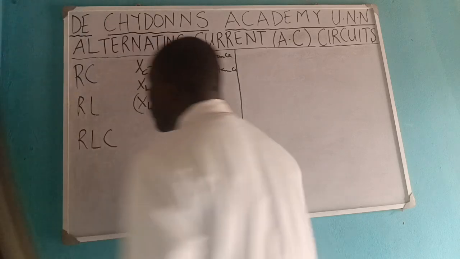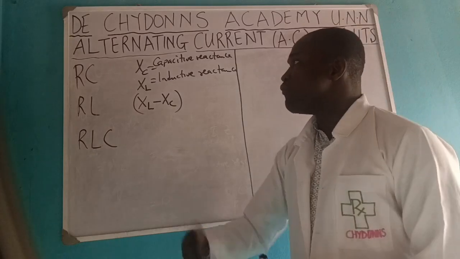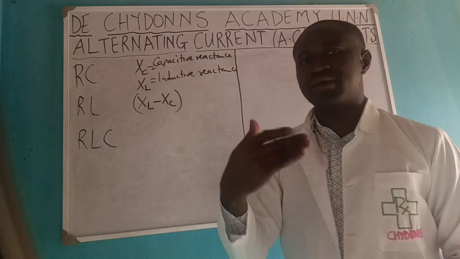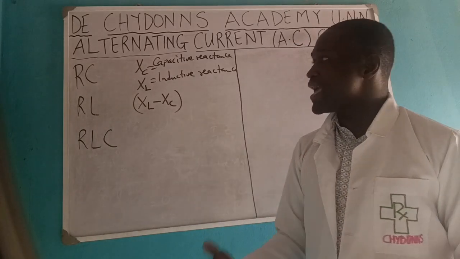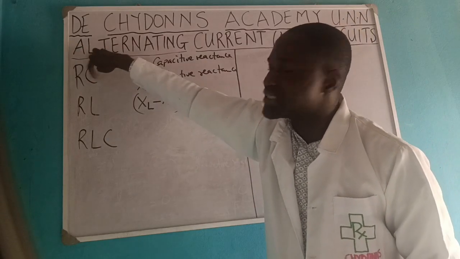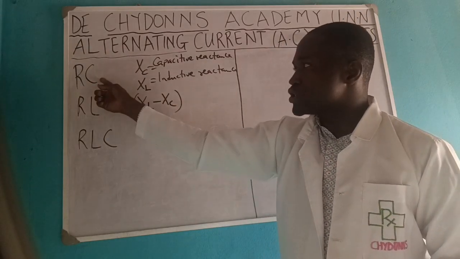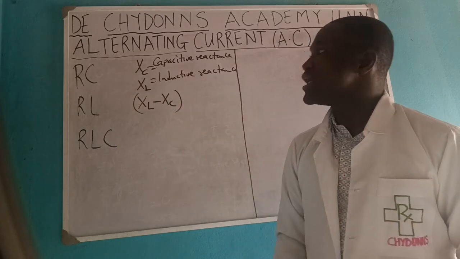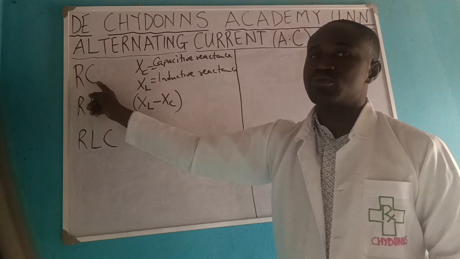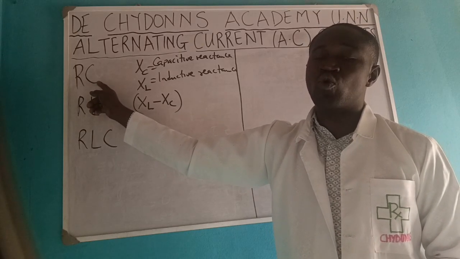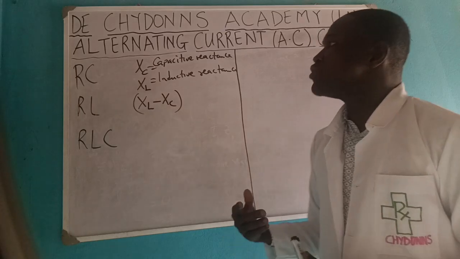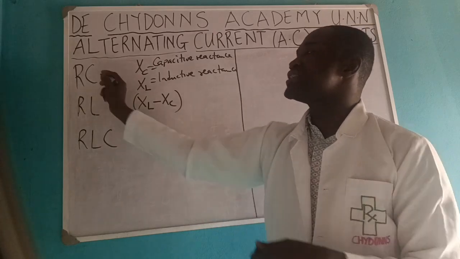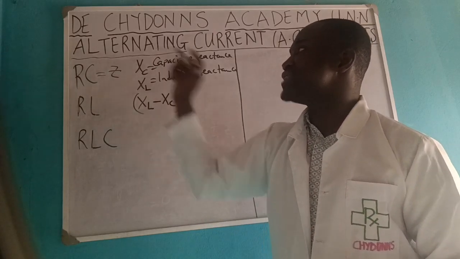Now, if we want to get the overall opposition to the flow of electric current in an appliance that has this in its circuits, which is to oppose the flow of electric current. If a particular appliance has a pure resistor and capacitor as its materials that will oppose the flow of electric current, the overall opposition offered by these two, we will call it impedance Z.